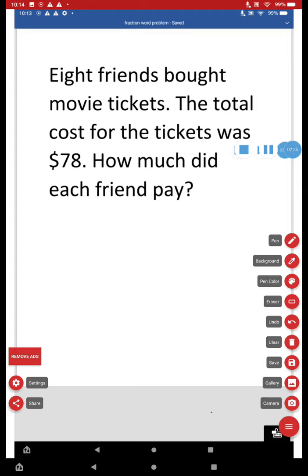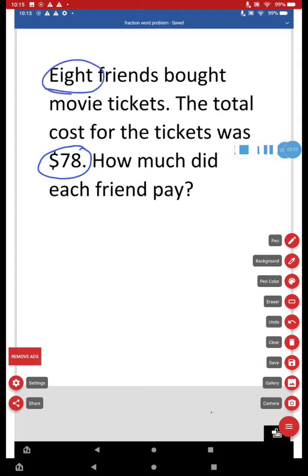Let's read this word problem together. Read it with me. 8 friends bought movie tickets. The total cost for the tickets was $78. How much did each friend pay? All right, now remember, the first step in solving any division problem is identify the numbers. So, what are my numbers? 78. Awesome. Do you see another number hidden inside there? Very good. 8 is the first number.